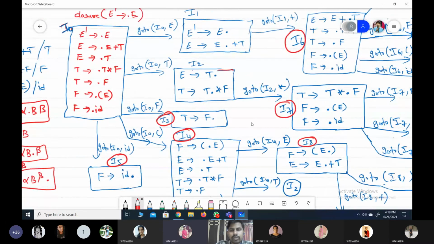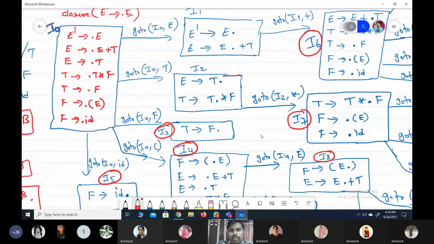Yes, sir. The reduce operation is going to be performed on those productions where the dot is moved towards the extreme right side direction. On the I0 set, is there any production where the dot has ended? E dash tends to dot E, on I0 we don't have any.